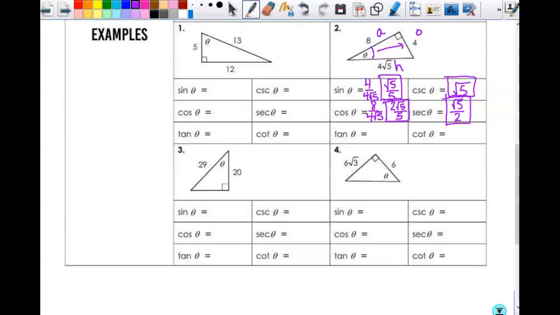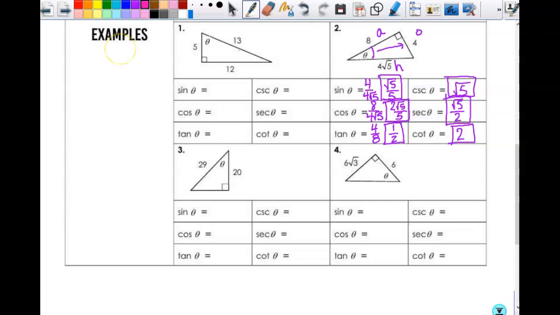Then tangent is opposite over adjacent, so that is 4 over 8, which is what? 1/2. That's okay. I get 2 every period, that's why I ask. And then reciprocal, I get 2. Okay. Everybody okay with that? What questions do we have? Anything? All right. So let's look at number 4.